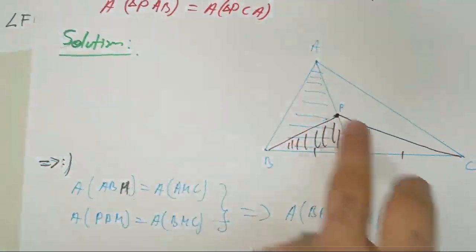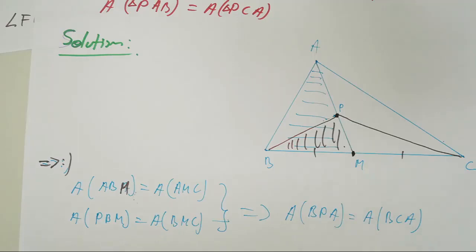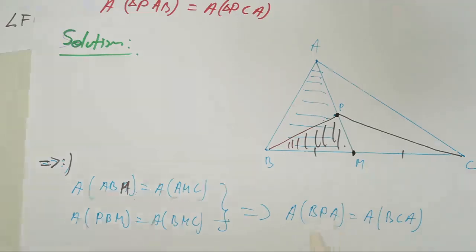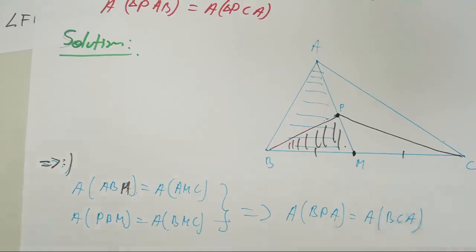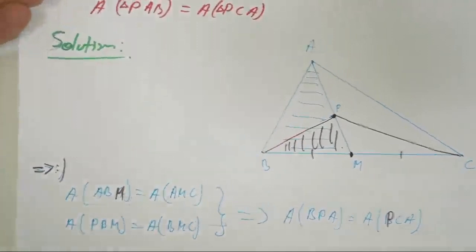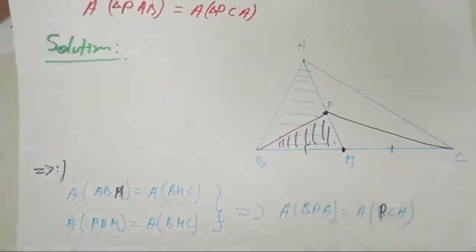Well, the same applies for these two triangles, so that means the area of the triangle PBA and PCA is equal. We showed the if condition. Now we need to continue with the only if condition. So it means the reverse.